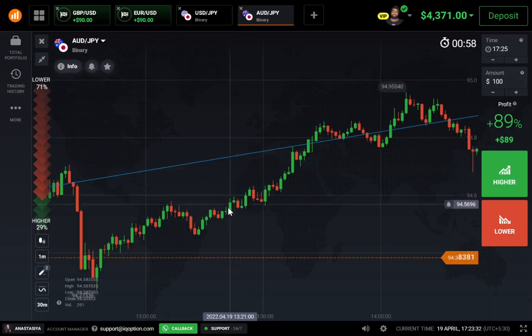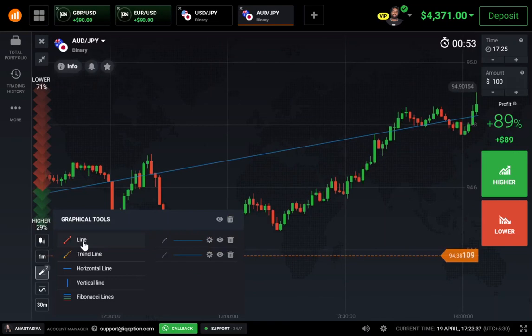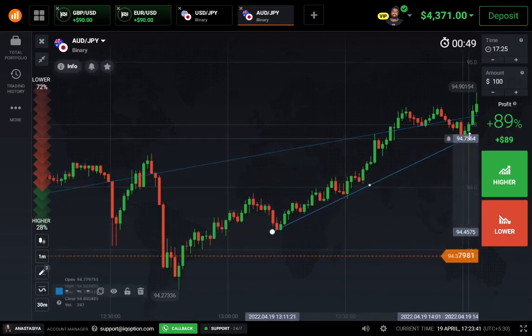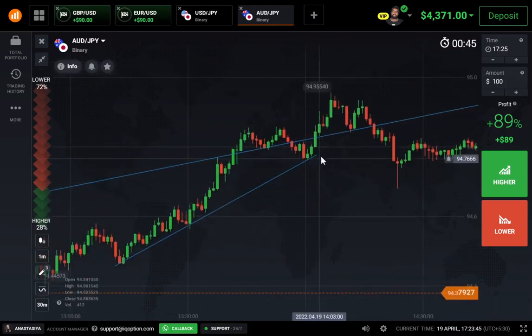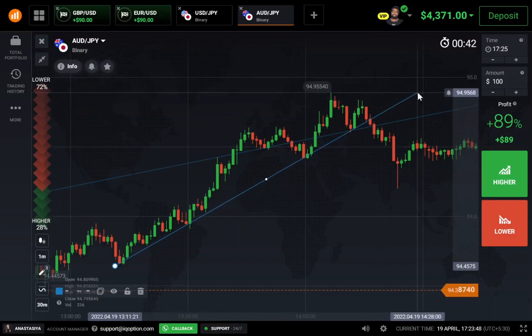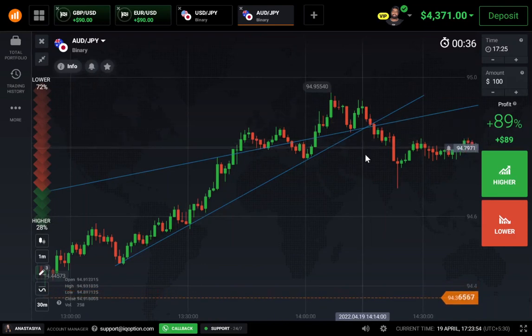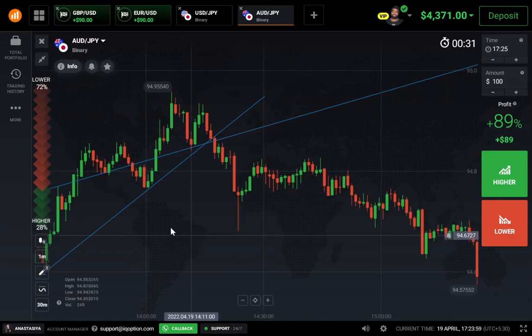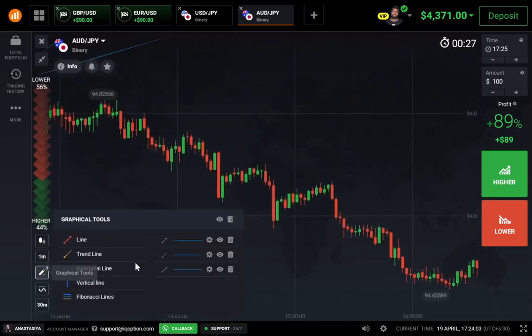Let's try to draw one more. Okay, let's make it clear. Here, if you see, we have a trend line, and once price did break this trend line, indeed, price did move considerably lower. So this is another example here.